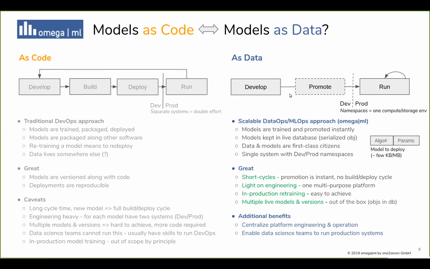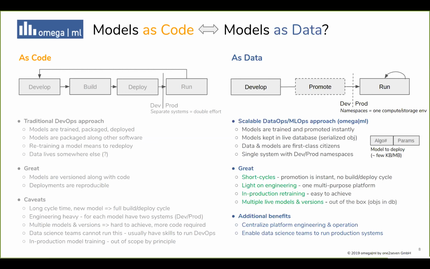And so essentially the promotion becomes copying the algorithm name and the parameters of this model package, if you like, to this production database. You get many advantages out of this. It's short, it's light on engineering. You don't need a software engineer to do that. A data scientist can do that once you give them the right tooling.